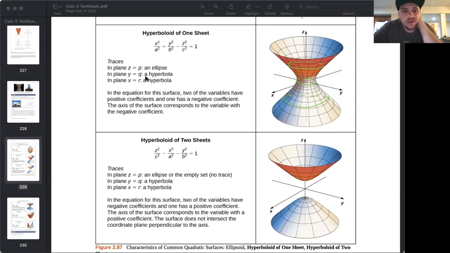And now what's a trace parallel to the XZ plane? We can see it's going to be these lines here, these outward bending lines, and the trace would be back here for this one. And so these are hyperbolas. When you have two lines like this, that is a hyperbola.